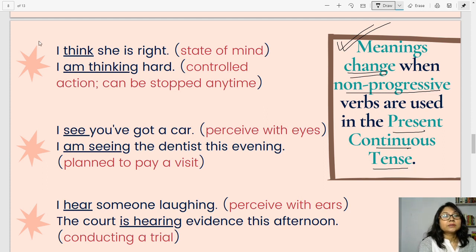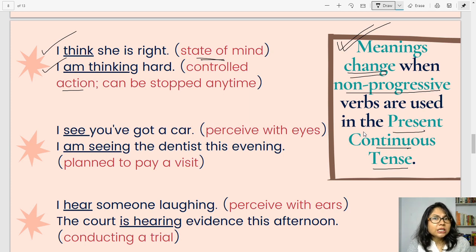Let's look at the examples. I think she is right. Over here, think is a state of mind. But if I say I'm thinking hard, then it is a controlled action. It can be stopped anytime. It is not a particular state of mind. Right now I'm thinking hard. After some time, I may just stop thinking about that particular thing. Okay? But when I say I think she is right, that is a state of my mind. I think she is right now, tomorrow, day after tomorrow. I am going to continue to think the same thing, that she is right.